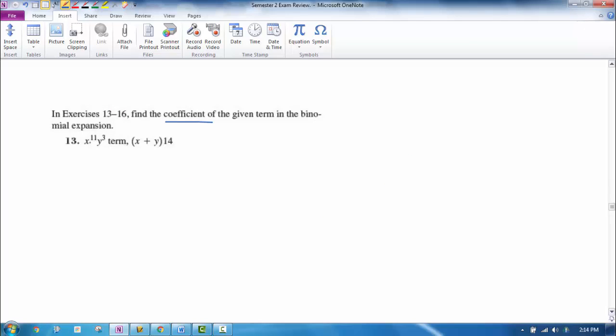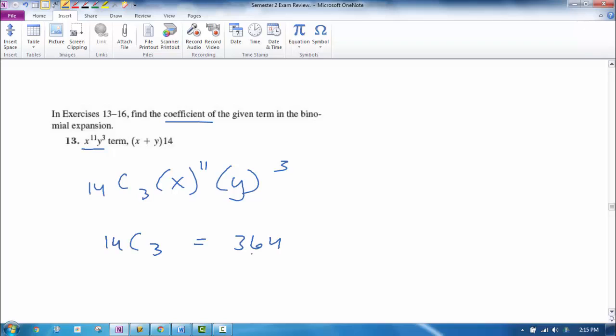Okay, next one, we want to find the coefficient on the last term here. So, on the 11th term, I guess, this term right here. So what we want to do is start writing out the binomial theorem, which is 14c0. The first term would be x to the 14th, and then y to the 0th. But we want to get it to where this is going to be 3, so that it matches this, and this is going to be 11. So that's down to whatever term number that is. That's what we want. And they just want the coefficient, which in this case is easy. It's just 14c3, which is 364.